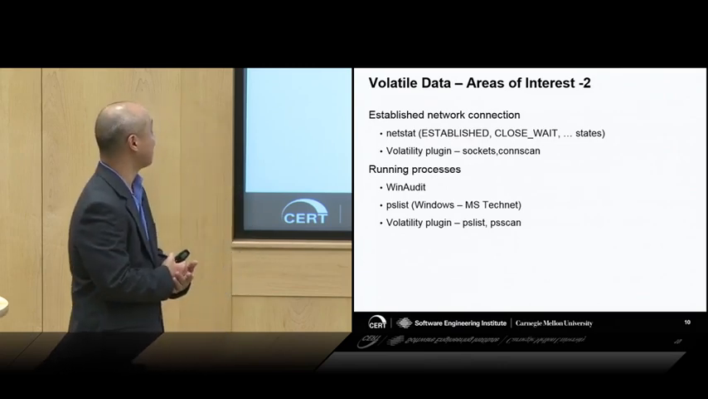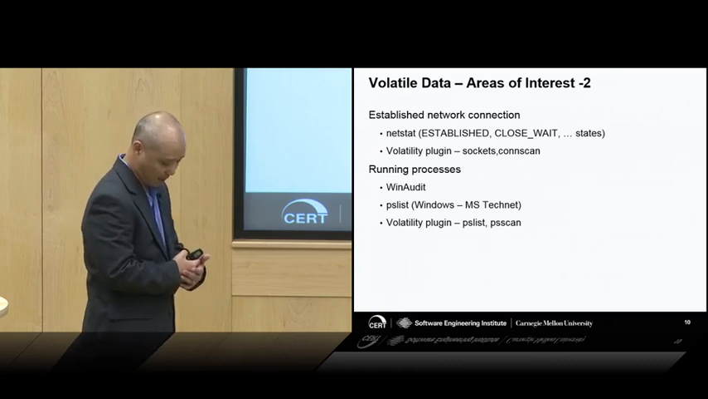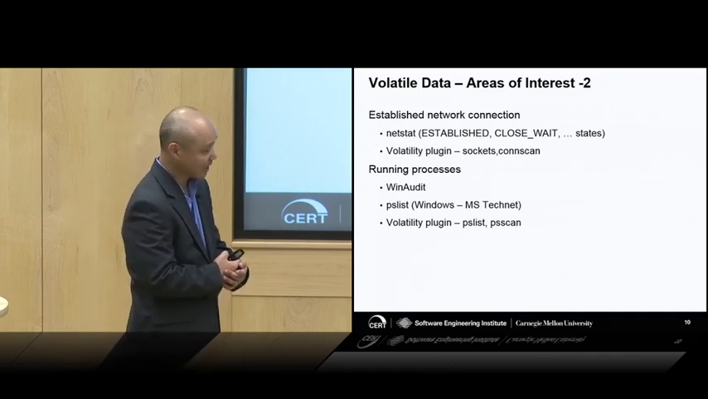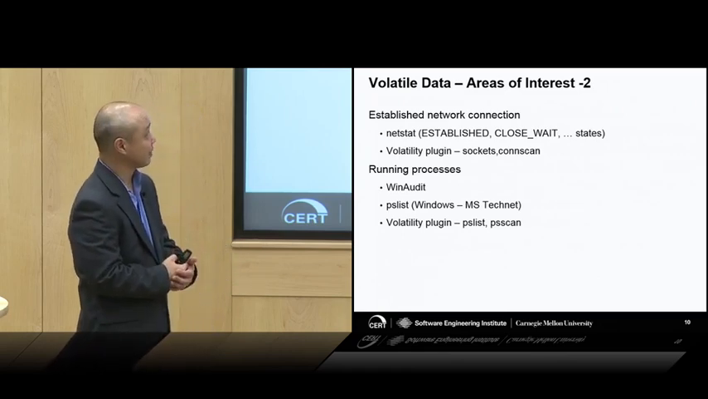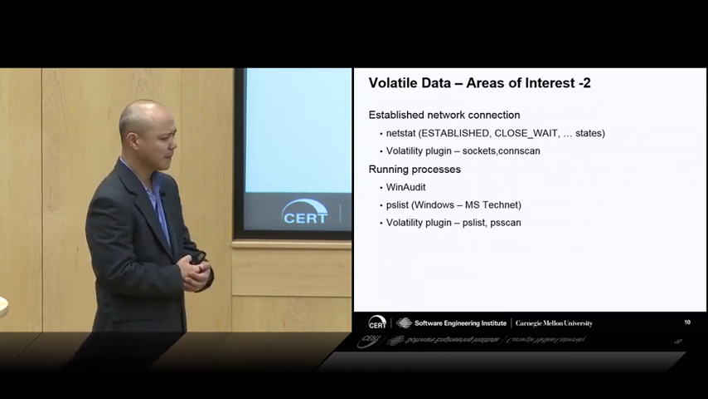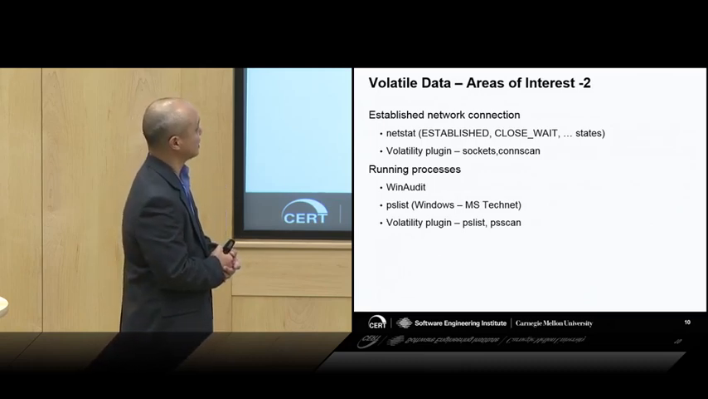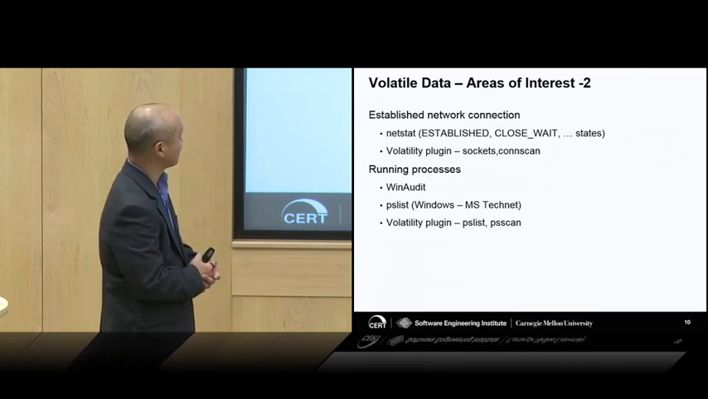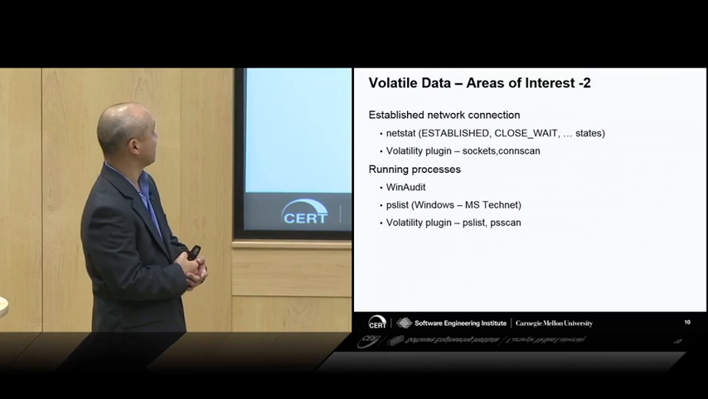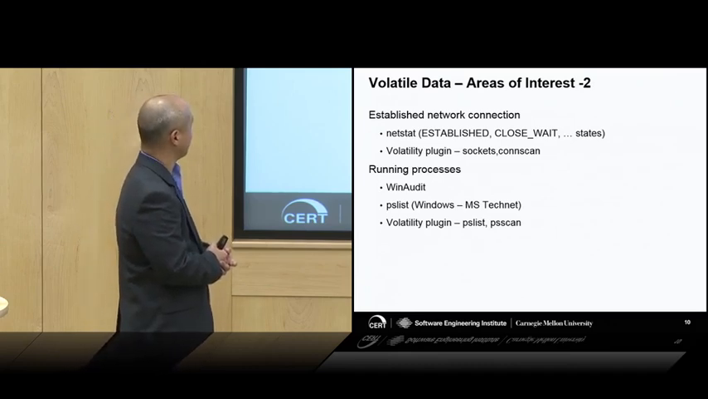Okay, and the established network connections. So that's what I was just talking about previously. You can look for listening, but you can also find the ones that are established. And if they're connected to suspicious-looking IPs, then that could be a sign for you to look a little closer. And they also have a close wait, so that's a different state if you catch that close enough to closing. And then Volatility, again, lets you look for those with sockets and ConScan.